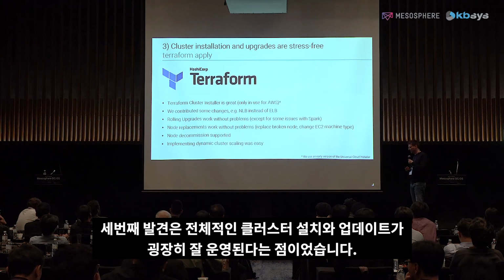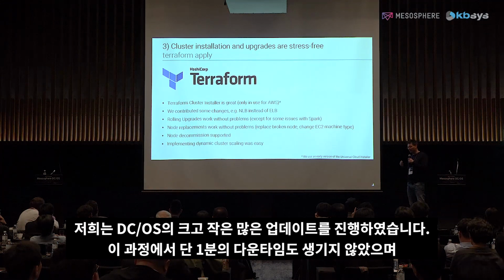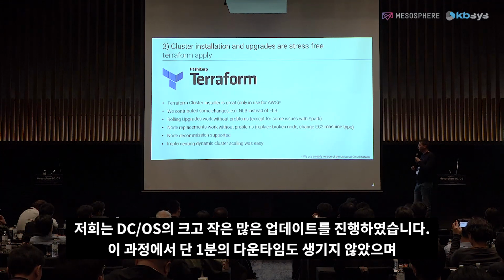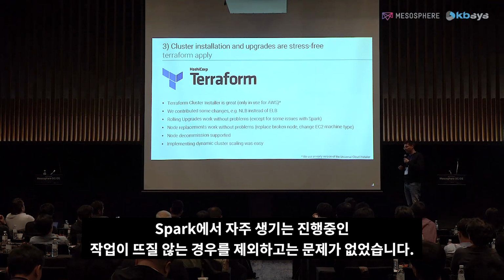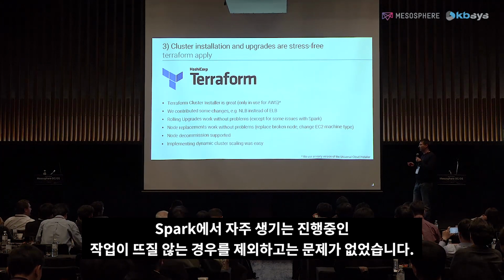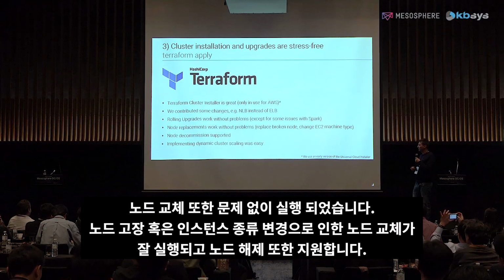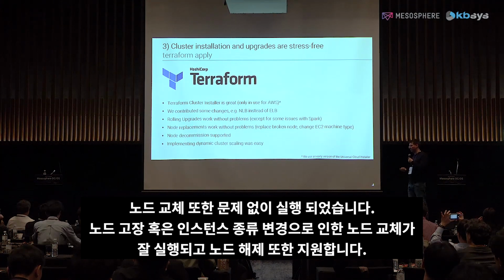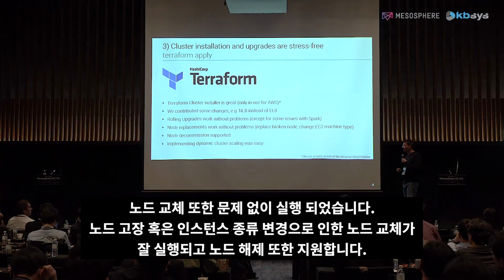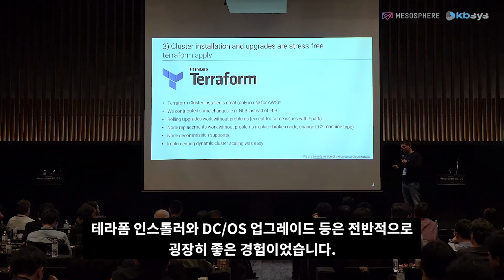The third learning was that the whole cluster installation and updates worked really, really well. We did a lot of minor upgrades. We also did a major upgrade of DC/OS already, and it didn't cause a single minute of downtime. It really worked without any problems, except for Spark as usual, because some jobs wouldn't come up again. Also, node replacement worked without problems, for example if a node was broken or we wanted to change the instance type of it, and it also supports node decommissioning. So that was a really good experience, the whole Terraform installer and the DC/OS upgrades.